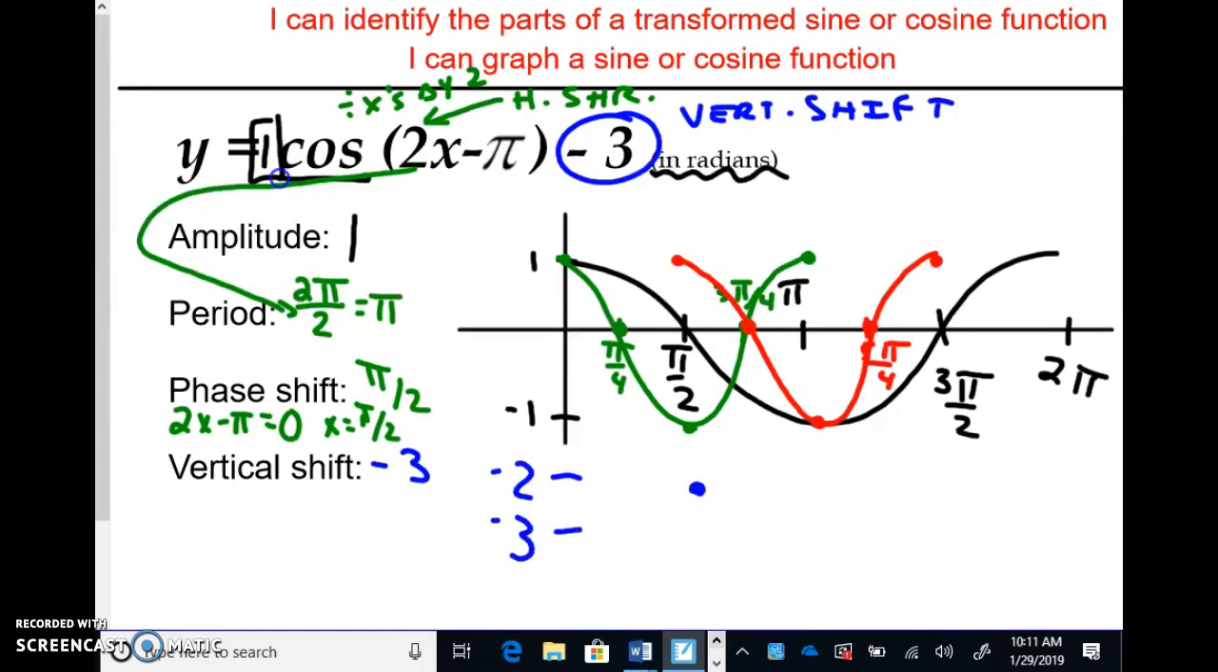Move this point that's at 0 down 3 units. This point that's at negative 1, move it down 3 units. This point that's at 0, move it down 3 units. And this point that's at 1, move it down 3 units. And then blue curve, final result. Hit your points better than I did.